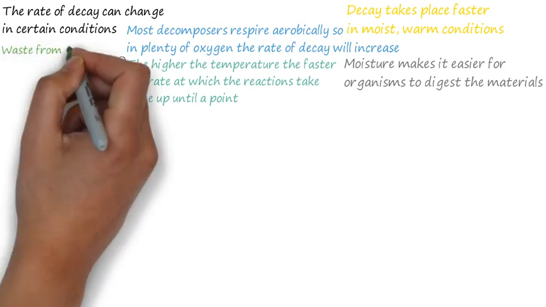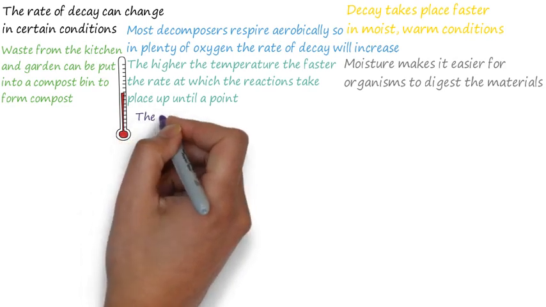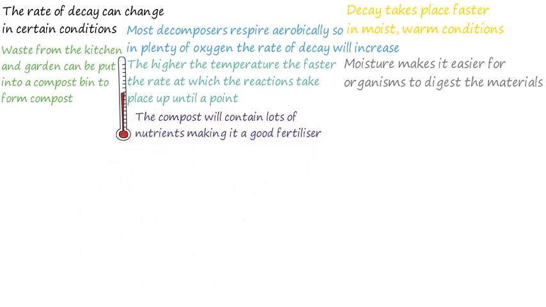Decay is used in the process of making compost. Food waste from kitchens and waste from plants in the garden can be put into a compost bin to form compost. The process takes a while, but the compost will contain lots of nutrients due to the work of the decomposers. This makes it a good fertiliser.